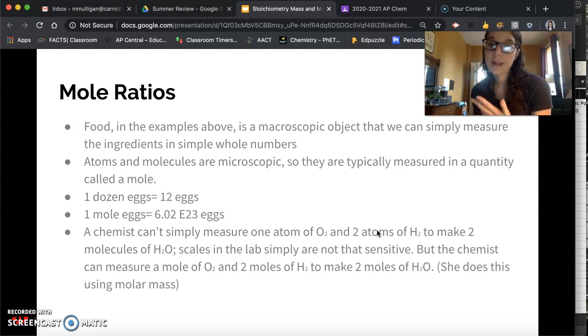Usually scientists will use molar mass to actually measure this on the scale. Molar mass, hopefully you remember, you get from the periodic table. The molar mass of oxygen, which is just O, would be 16 grams per mole. For O2, it would be 32 grams of O2 in 1 mole of O2.